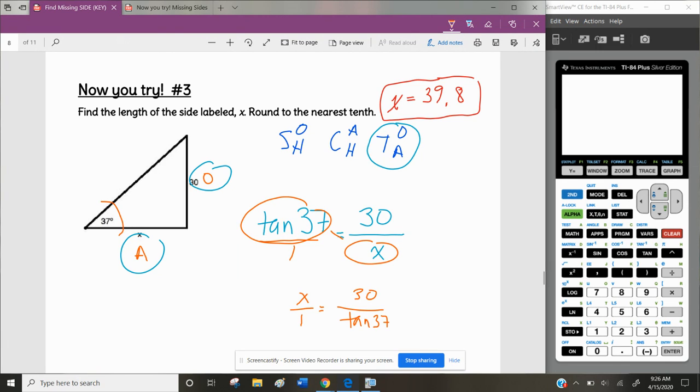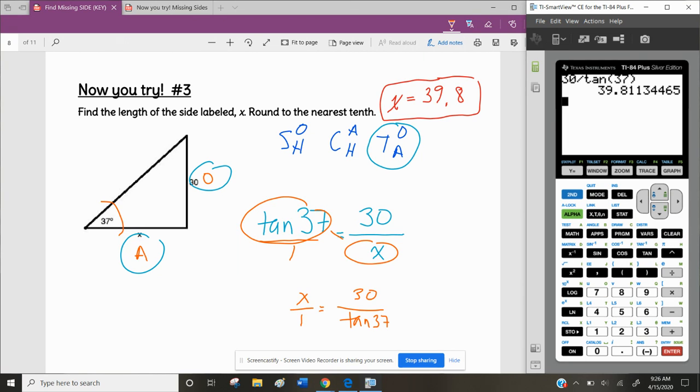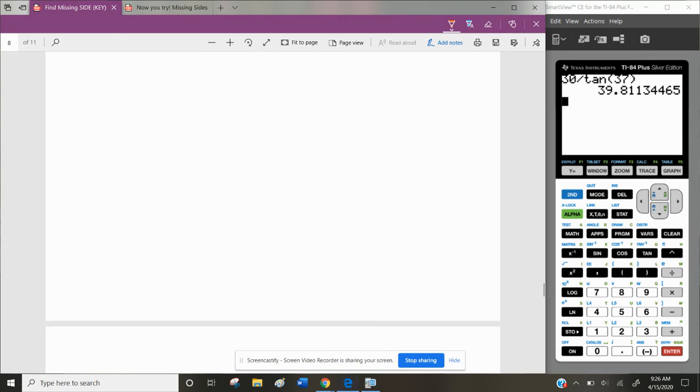You're either multiplying or you're dividing. Those are the only 2 options. If you have adding or subtracting, you've done something wrong. And the only operations are dividing, so the opposite is multiplying. So now we're going to put the 30 divided by the tangent of 37 in our calculator, and I get 39.81 to the nearest tenth, 39.8.